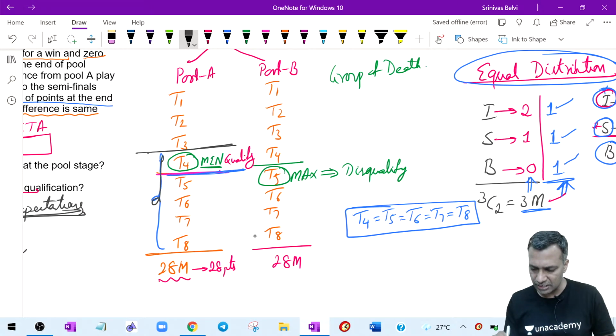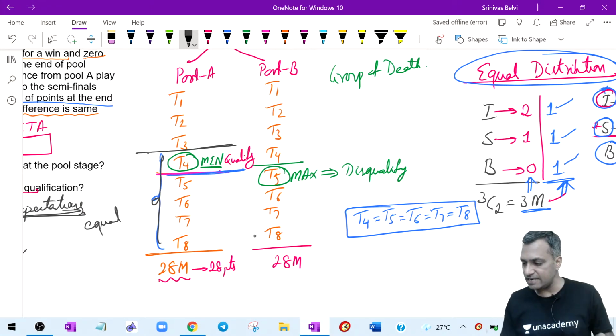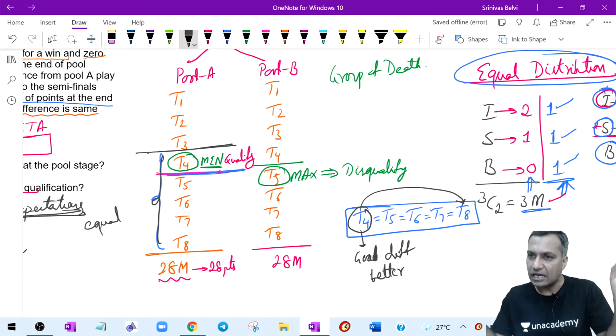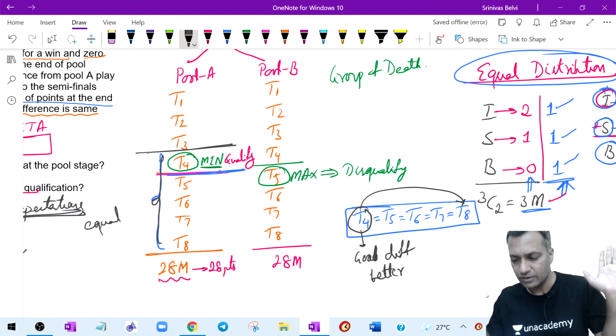Firstly, the first decision is to make these 5 fellows equal. Prove that team 4 is as good as team 8. The only thing is team 4's goal difference is better. That is the concept. Only because of this, team 4 qualified, and other teams did not qualify. Okay, so how do I do that?